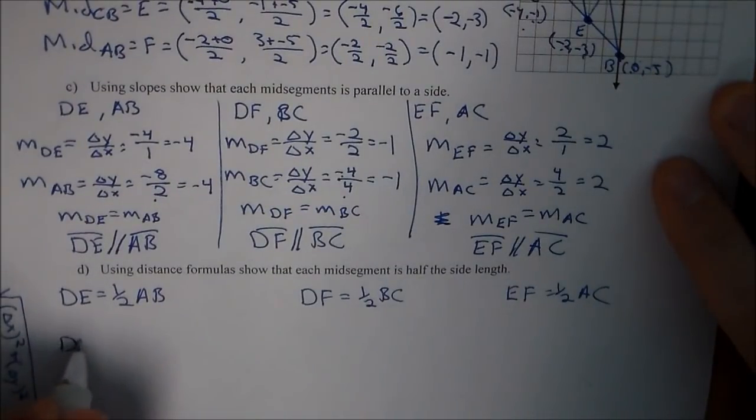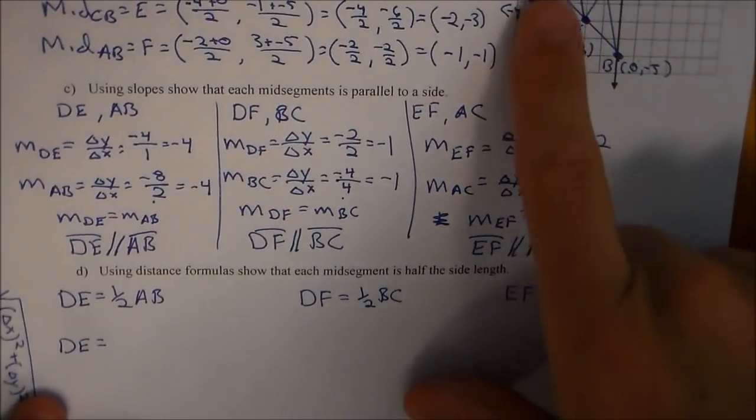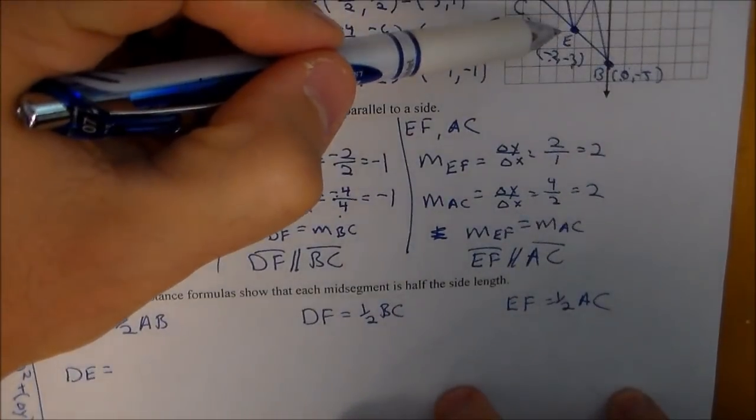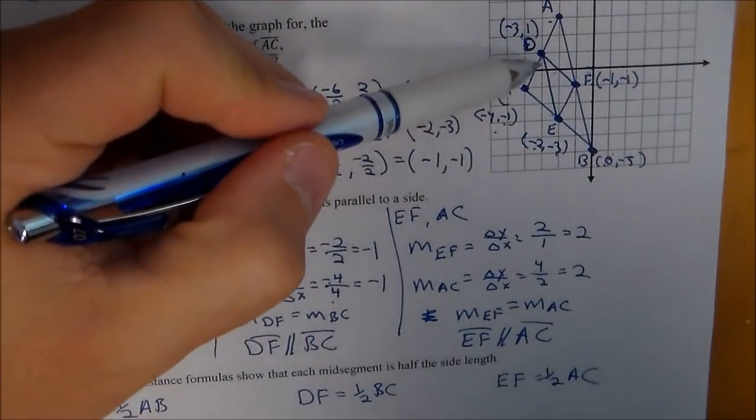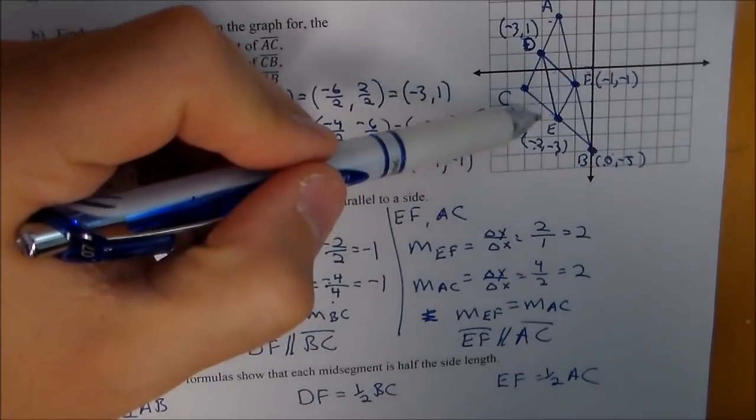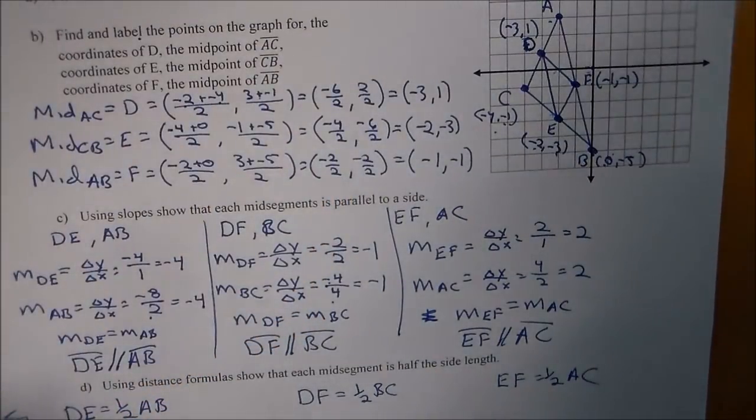So let's go with DE first. D to E, my change in x, I'm looking at right here. My x value changed 1, my y value changed 4. So I'm going to say the square root of 1 squared plus 4 squared. That's 1 plus 16, which is the square root of 17.